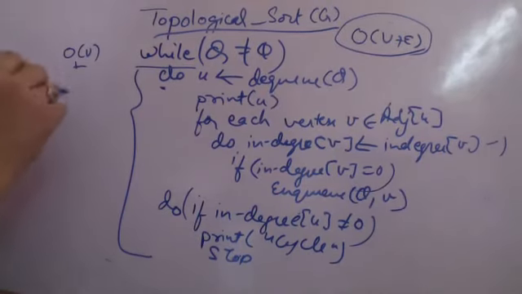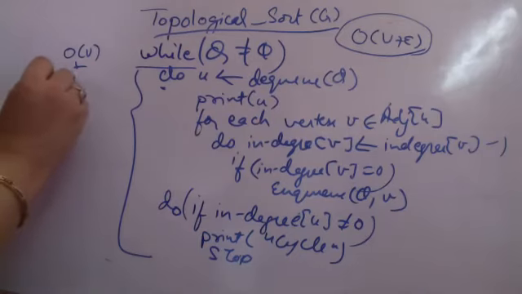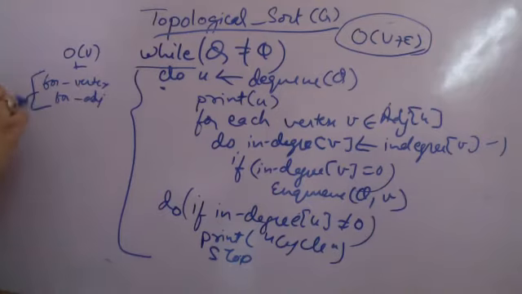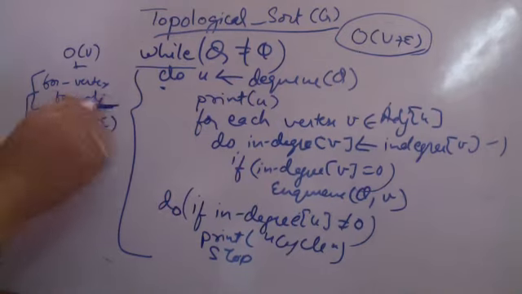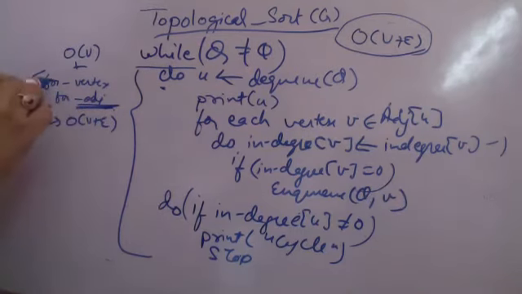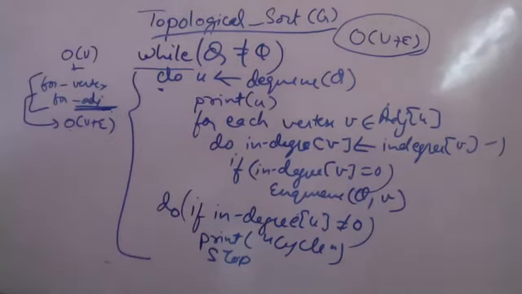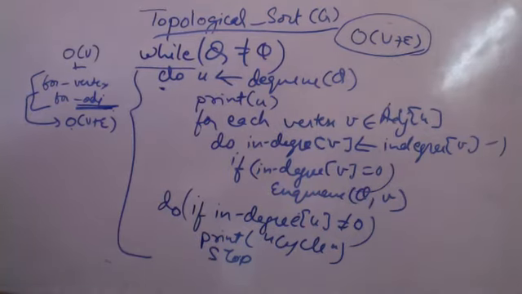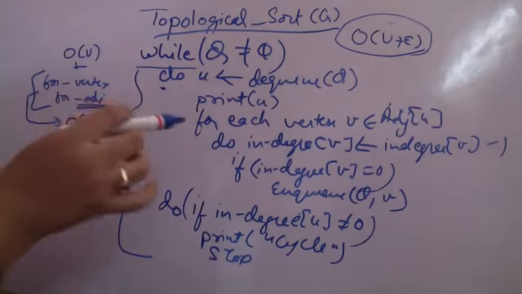After this initialization, there were two loops in which we calculated in degree. The first for loop was running for all vertices. The second loop was running for adjacent nodes. So the combined complexity of these two will be of the order V plus E. Adjacent nodes are the total number of edges over all the iterations of the for loop. So the total complexity will be of the order V plus E. Yes or no? Yes, ma'am.